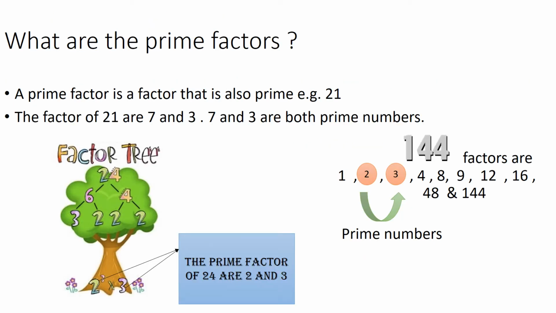Prime factors. A prime factor is a factor that is also a prime. For example, we have 21 here. The prime factors of 21 are 7 and 3. So 7 and 3 are both prime numbers. Here we have another example, 144. You can see 144 has factors 1, 2, 3, 4, 8, 9, 12, 16, 48 and 144, but the prime numbers among the factors are only two numbers, 2 and 3.